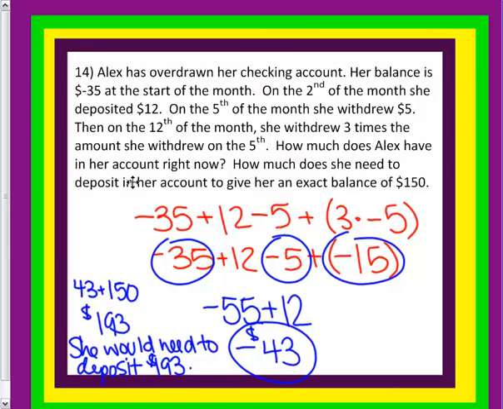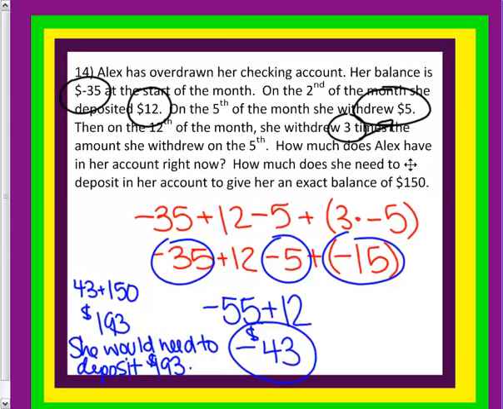For this one, Alex has overdrawn her checking account. Her balance is a -35 at the start of the month. She deposited $12, so that's a positive, and then withdrew 5, so that's a negative. And then she withdrew 3 times this. So 3 times -5, which is 15. So we've got a -35, a -5, and a -15, which together equal a -55 because they're all negatives. If I add 12 to that, she's in debt $43.